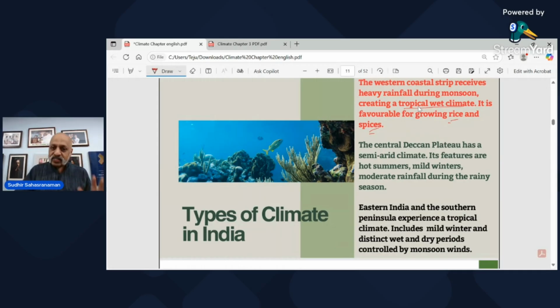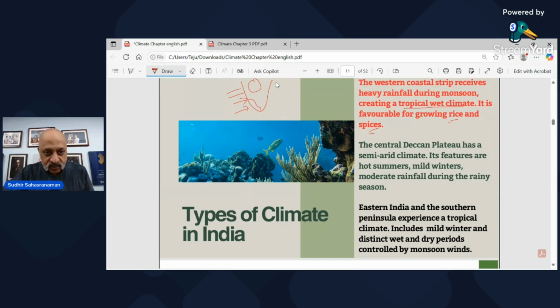So this is the western coast that we are talking about. This is where Kerala is. Now we talk about the central Deccan Plateau. It has what is called a semi-arid climate. Its features are hot summers. There is a lot of rock formation, so it gets very hot. Mild winters: in the winters, November, December, January, February, the weather is fantastic, right? And very heavy rainfall during the rainy season.